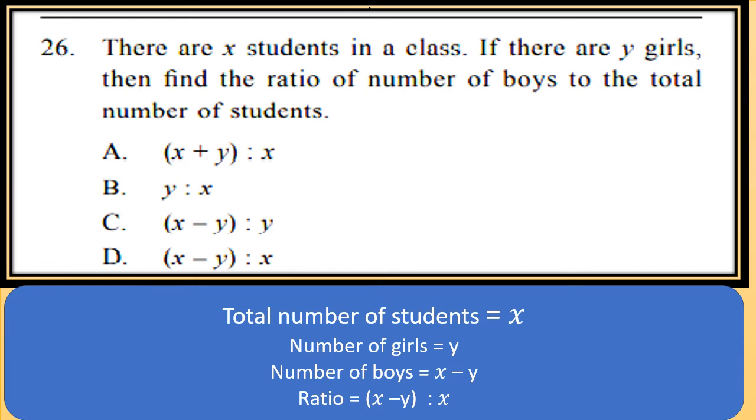So what will be the number of boys? Total number of students is X and girls are Y. So number of boys will be X minus Y, that is total students minus number of girls. So now ratio of number of boys to the total number of students. Number of boys is X minus Y and total number of students is X. So ratio will be X minus Y is to X.